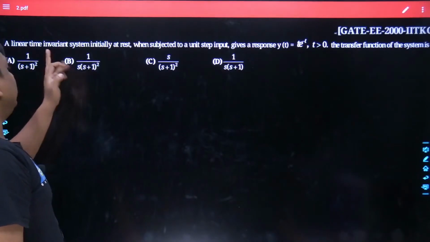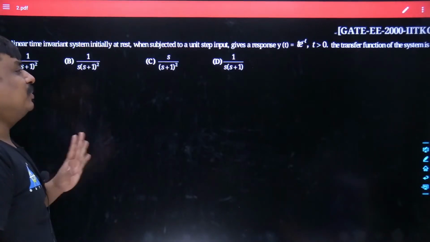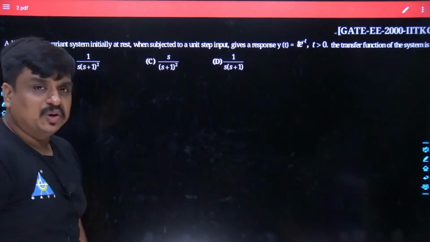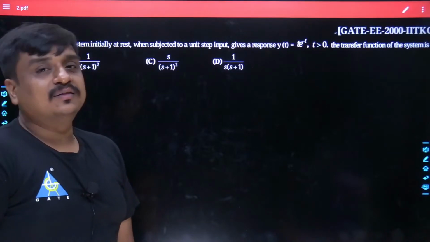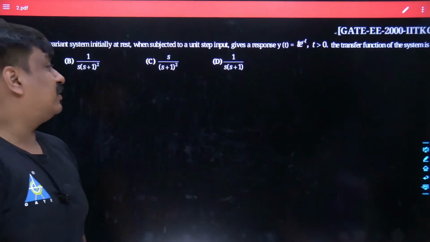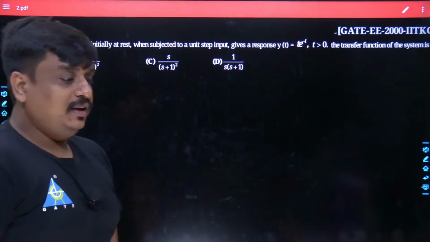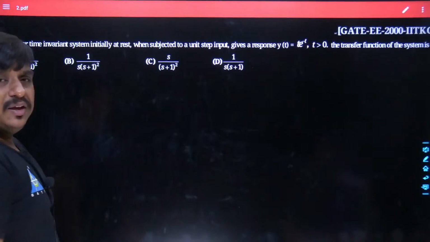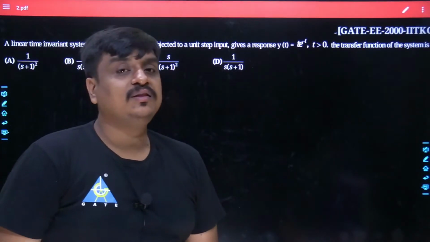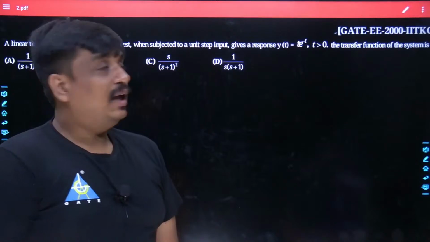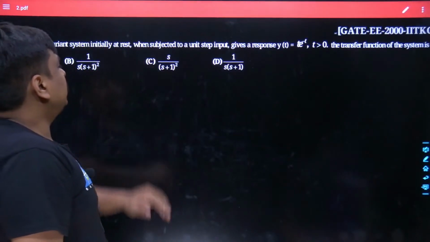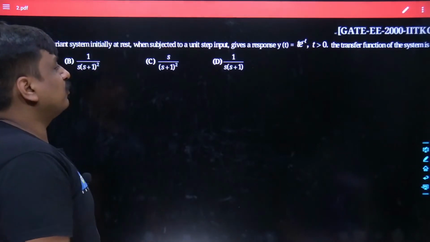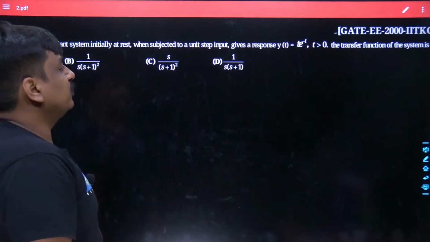A linear time invariant system. This must be clear to all of us: why are they referring to a linear time invariant system? Because if they want to exploit the concept of transfer function, there is no other way; the system has to be linear time invariant. The problem says a linear time invariant system initially at rest. What does initially at rest mean? It means initially it does not carry any energy. When subjected to a unit step input, it gives a response y(t) equal to t times e to the power of minus t, for t greater than 0. The transfer function of the system is?